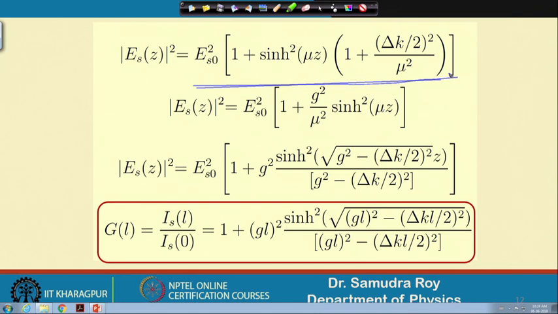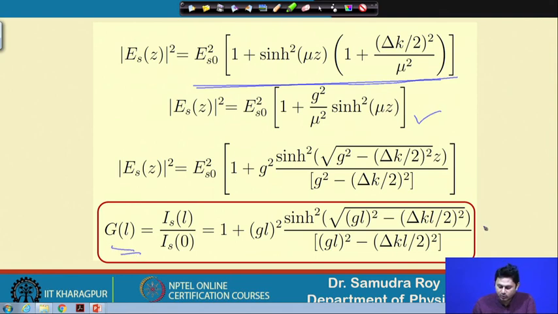I just give you the key steps, and once we have this expression, then you can simplify with this mu square and delta k by 2, and write in terms of g, it will be like this. And finally, let us go to the final expression, and I expect the student will work out and find out whether the expression shown here is really matching with their calculation or not. However, all the key steps, as I mentioned, are already given. So, the expression of the gain is shown here.